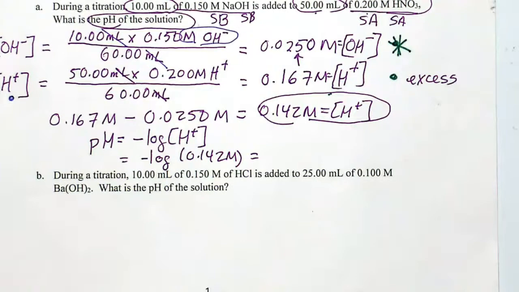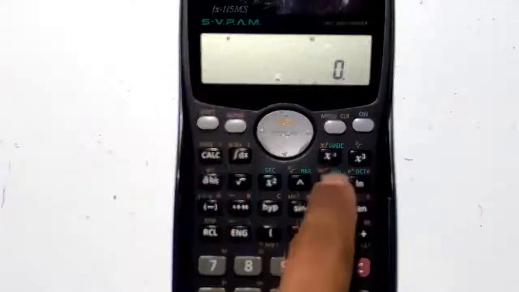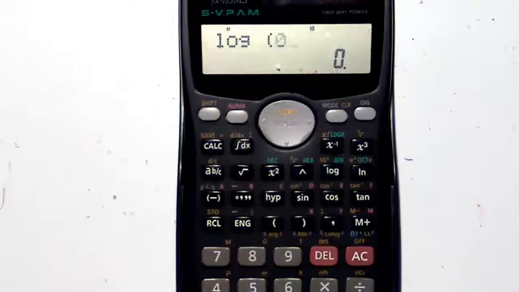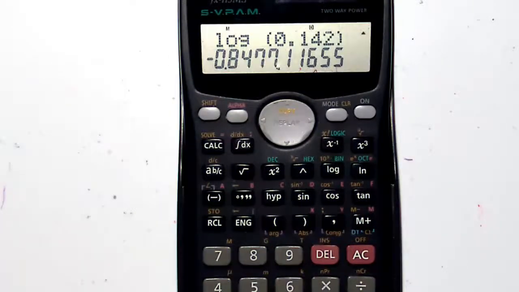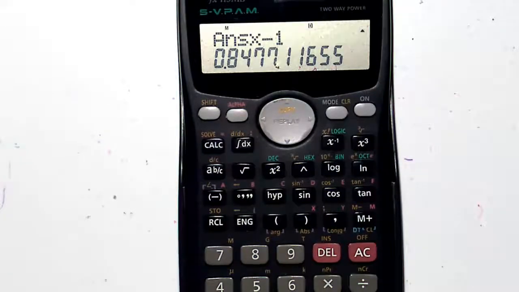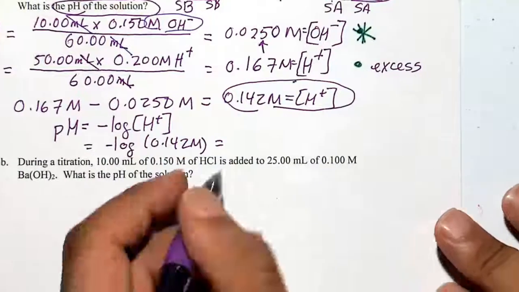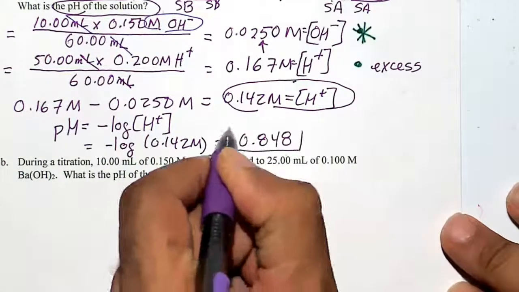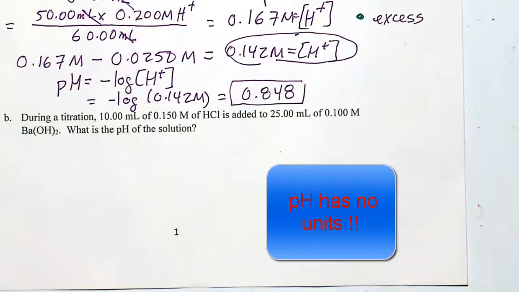So minus the log of 0.142 molar, I'll do that in my calculator. In my calculator, you just go log, and then I'll just put a parentheses here, 0.142 close parentheses, and it's minus the log, so I just remove the minus sign, times minus 1, 0.847, 0.848. There's no units in my pH, so it's just a measure of hydrogen ion concentration, and that's pretty acidic.